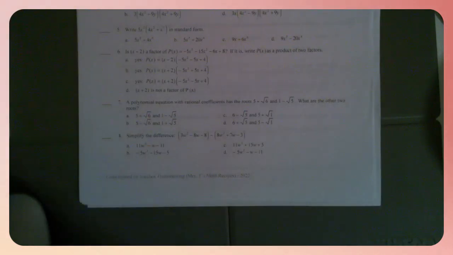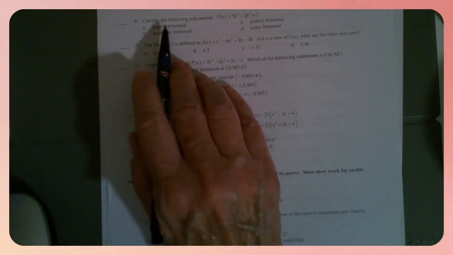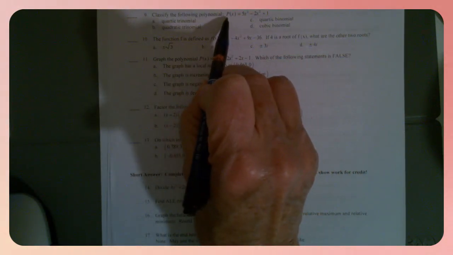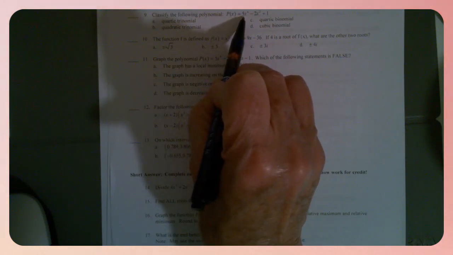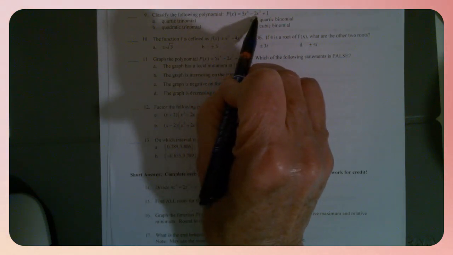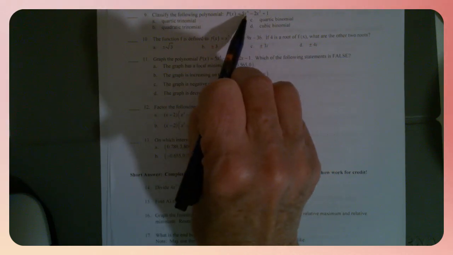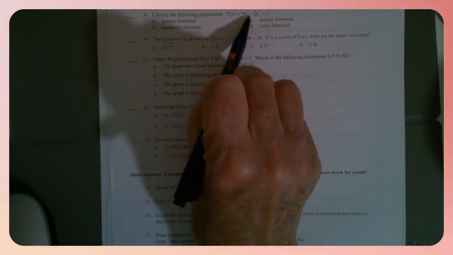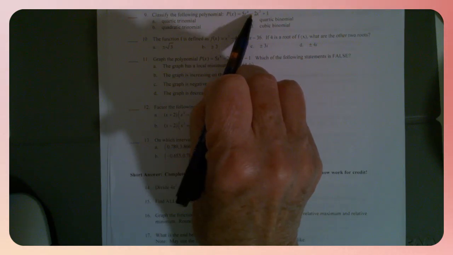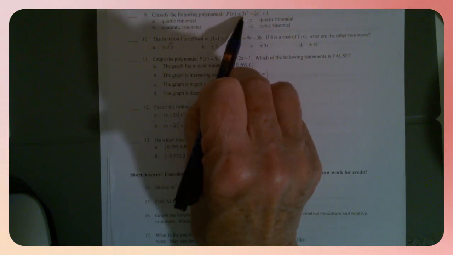All right, let's go to the second page. All right, question number 9. Classify the following polynomial. So we think back to your vocabulary that you've been studying in Quizlet. P of x equals 5x to the fourth minus 2x squared plus 1. Okay, we're missing the degree, the x to the third. It's not there because it's 0. But we don't need to put it there.